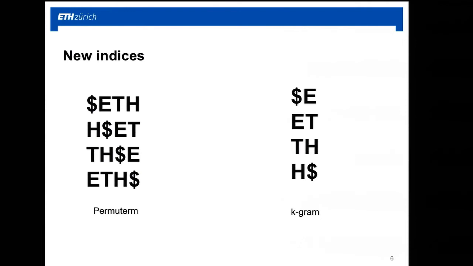Who sees the relationship between the standard inverted index, the permuterm index, and the k-gram index? Not all of you? Who doesn't? Who doesn't know if they know? Okay. I will maybe come back on that a little bit every week to make it clear.